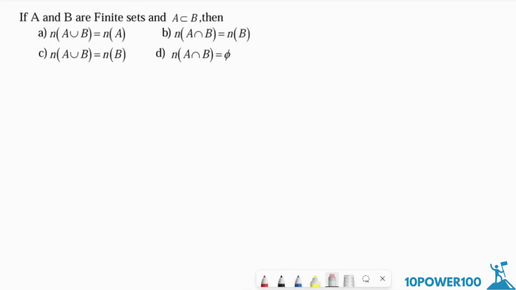Next question: if A and B are finite sets and A is a subset of B, then there are 4 options. Let's see how to solve this. Very simple sum is this. Very clearly, they have given A is a subset of B. A is a subset of B.